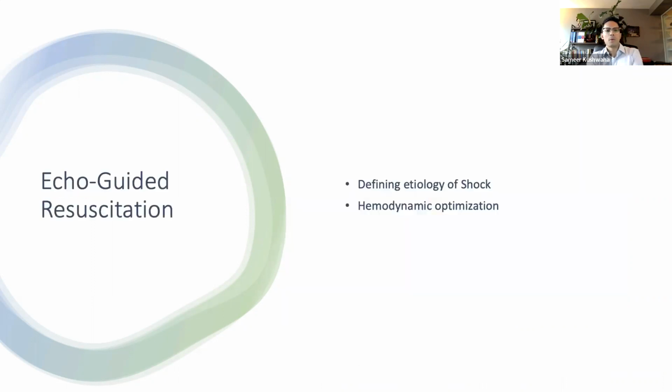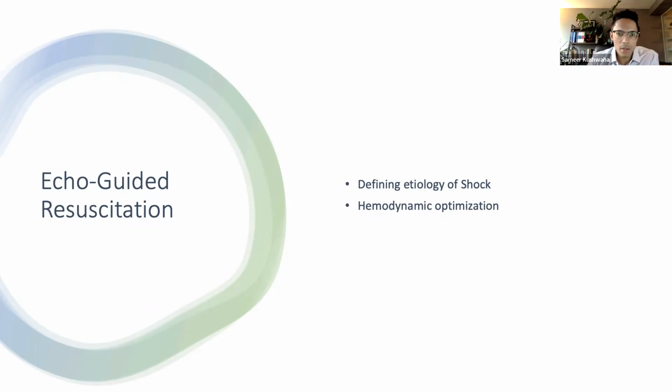So just briefly, a few words on echo-guided resuscitation. Echo can be very useful in the acute resuscitation of the trauma patient, and these principles can also be extended to ICU level care or CICU level care and perioperative care. I think there's two main purposes when we use echo in acute resuscitation. Number one, for defining what the etiology of the shock is, and number two, for using it to help us optimize hemodynamics.